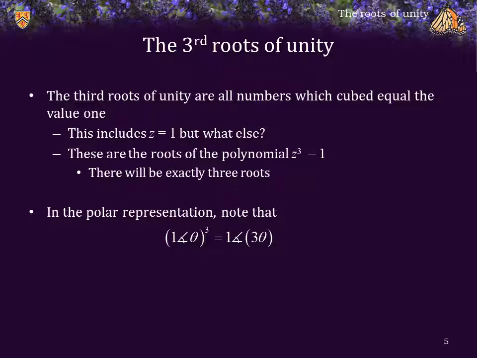We don't know what theta is, but we do know that 1 phase theta raised to the power 3 is 1 phase 3 theta. Now, we need 3 theta to be equal to some multiple of 2 pi in order to be equal to 1. It can be 1 or 2, doesn't matter. It just has to be a multiple of 2 pi. Consequently, theta must be of the form k times 2 pi over 3, just solving for theta.